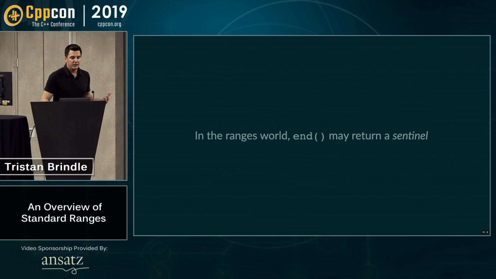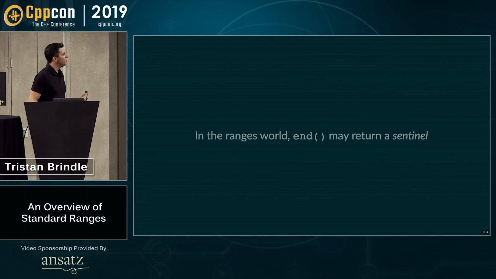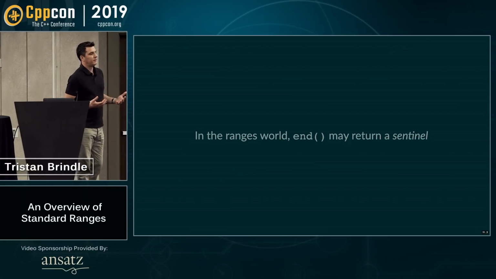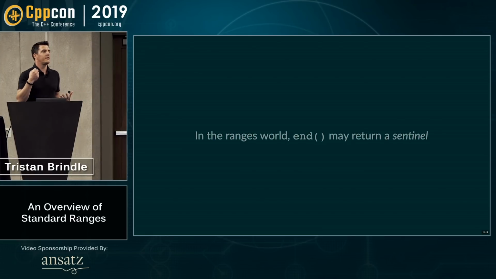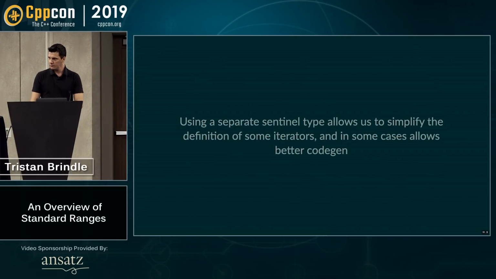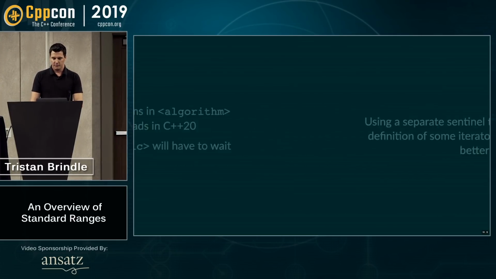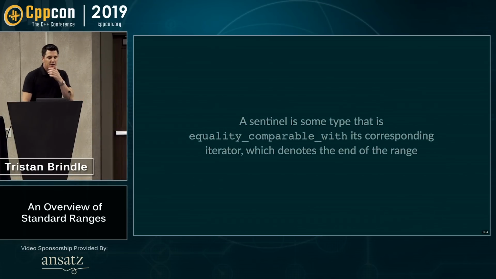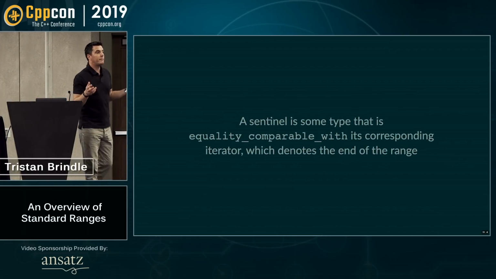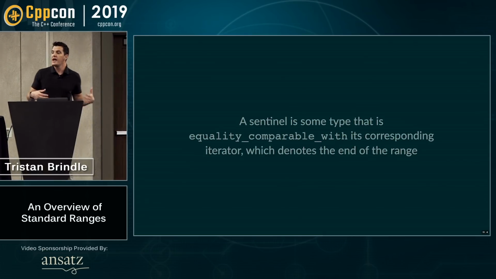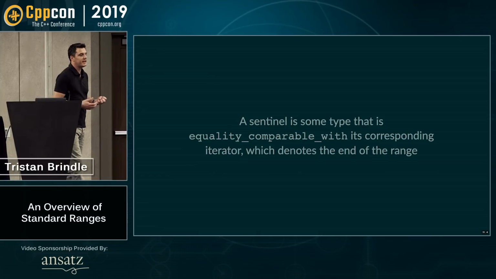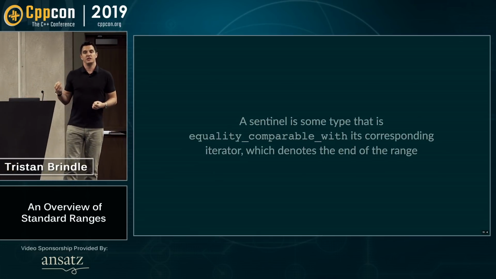But as I say, in the ranges world, we have this new idea of a sentinel. And a sentinel's only job is to mark the end of a range. So a sentinel is some type that is equality comparable with, that's one of these new low-level concepts I was talking about, its corresponding iterator, which denotes the end of the range.